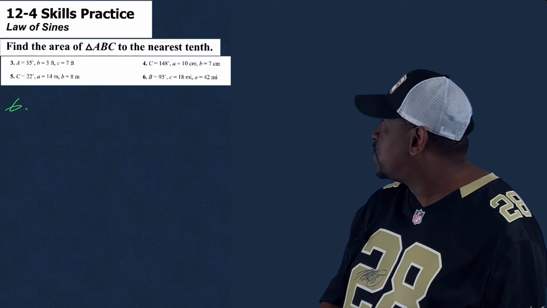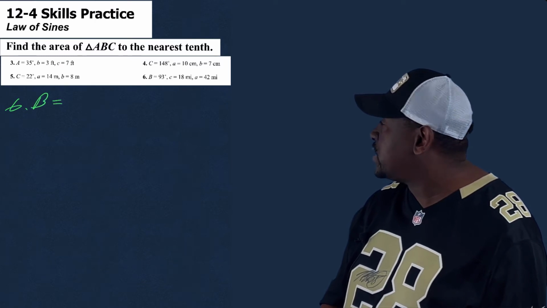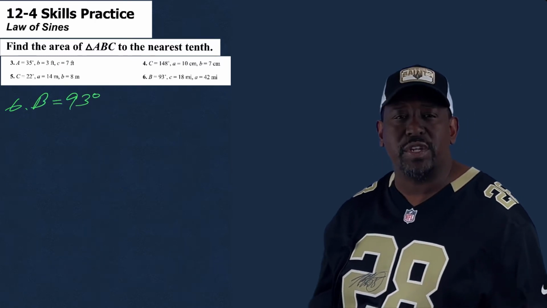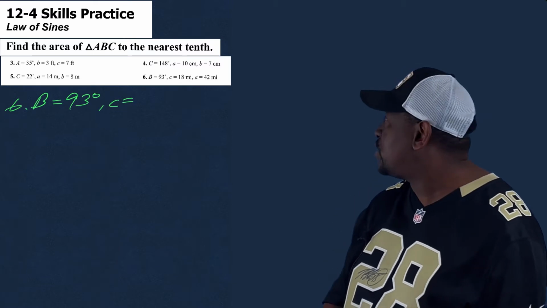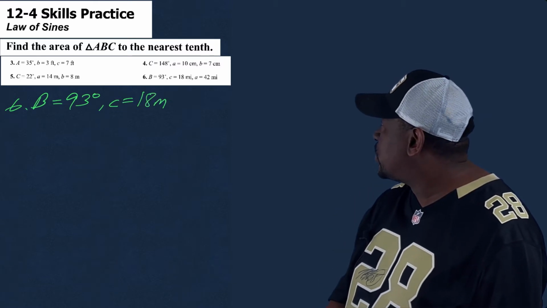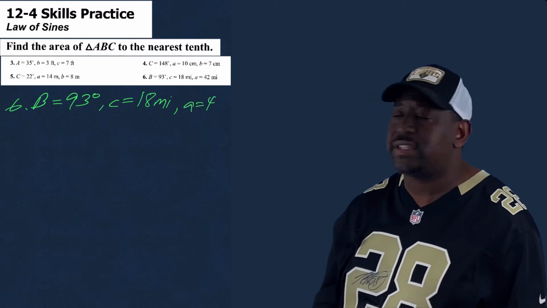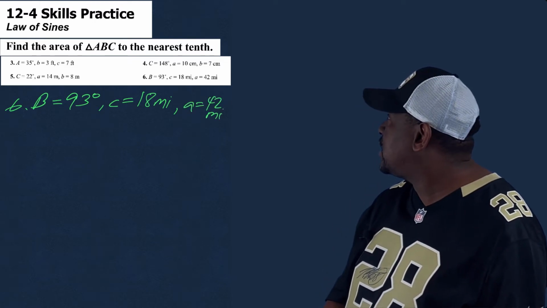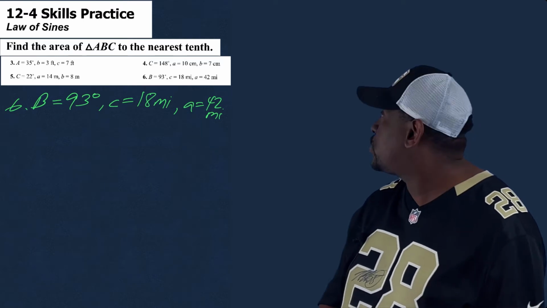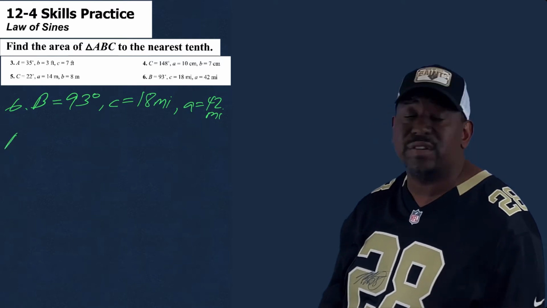So now we're going to do another problem where it says find the area of ABC to the nearest 10th. The difference is we don't have the figure, we just have the values being given. So we're doing number 6. We're given angle B is 93 degrees. Side C is 18 miles. And then side A is 42 miles.